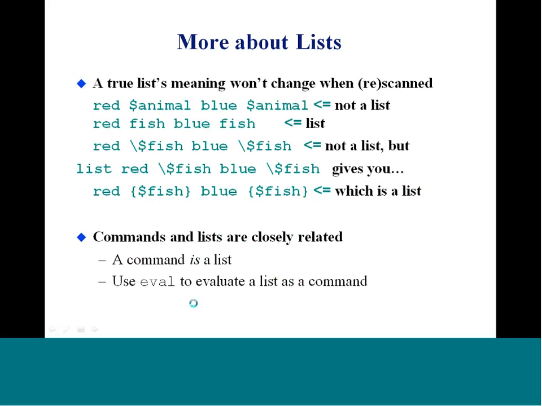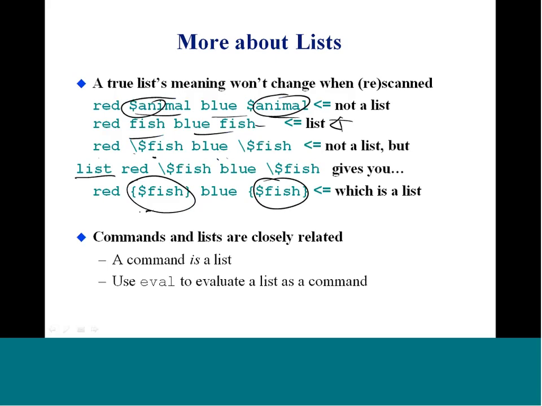Now some more interesting facts about lists. The true list meaning won't change when it is rescanned. Now let's look at this example, where the first one has dollar animal blue and dollar animal. This is not a list because there are variables here which may not be substituted. Now fish, blue fish, red fish, blue fish, this is a list. Now red escape fish, blue escape fish, this is not a list. But if you say just list red this one, this gives you basically red, and then it puts this as one collection, and now this can be a list since that is one.